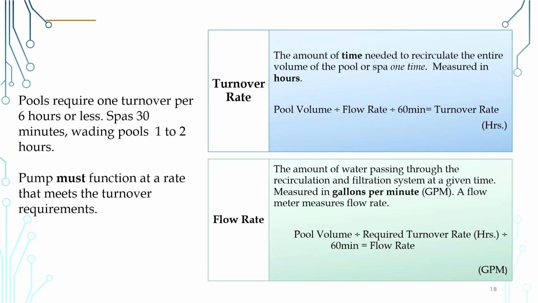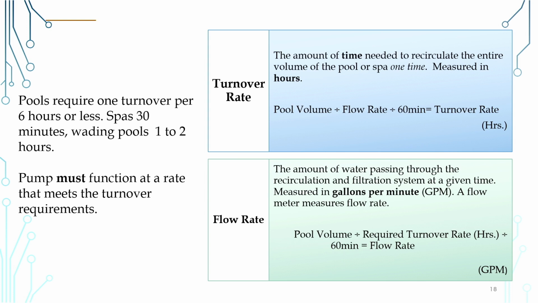Knowing the volume of your pool is important for calculating the turnover rate. Pools are required to have 1 turnover every 6 hours. For spas, it needs to be 30 minutes, and wading pools, 1 to 2 hours. And your pool pumps must function at a rate that meets this turnover requirement.